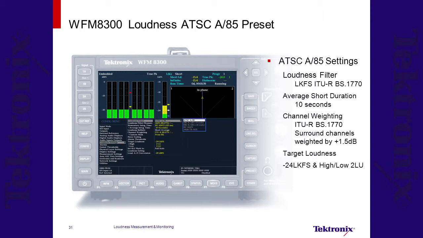The channel weighting for the summation of channels is set to the ITU-1770 standard that provides weighting of the surround channels by plus 1.5 dB. The target loudness is set to minus 24 LKFS with a high and low setting of 2 loudness units. By using these simple pre-configured presets, the user can quickly set up the instrument for loudness measurements.